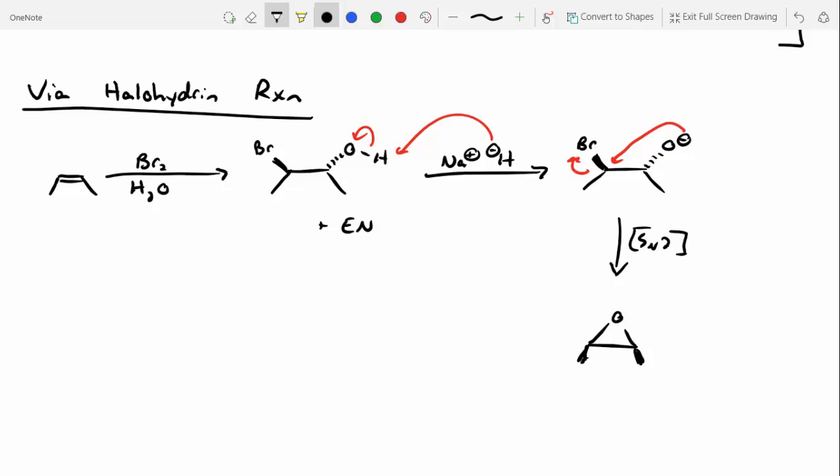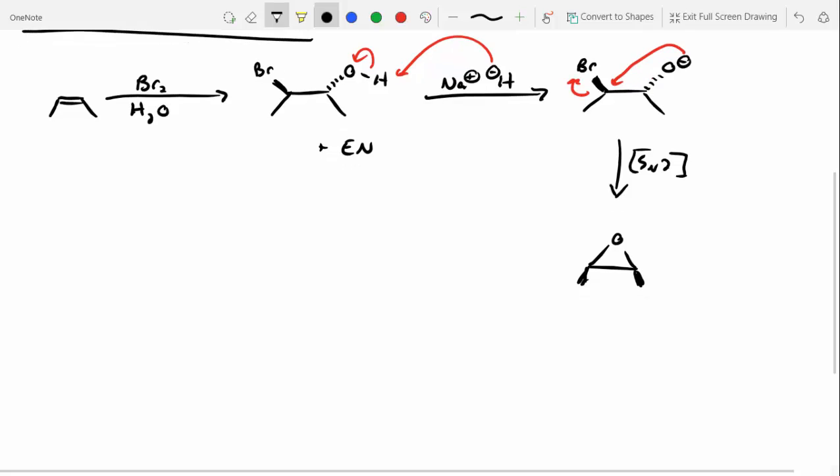What's the problem with the halohydrin reaction if you've got things like a carboxylic acid on there? Deprotonate. Yeah, exactly. A strong base will deprotonate any other acidic sites on your molecules. So this is really only effective for relatively simple molecules that don't have any other acidic sites on them besides that alcohol. MCPBA is a lot more forgiving with other functional groups.